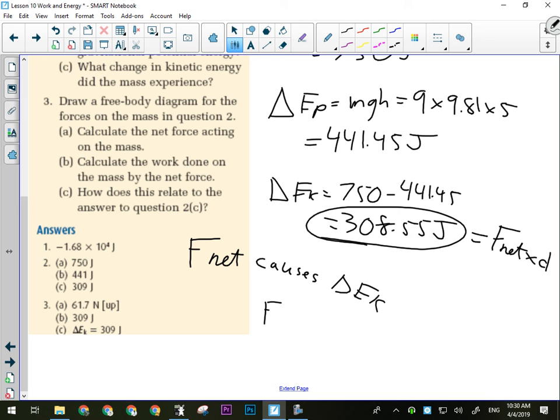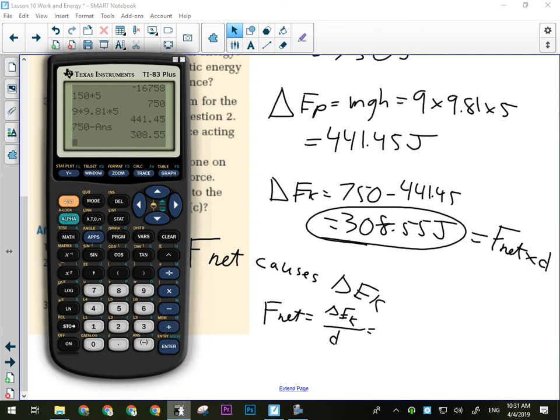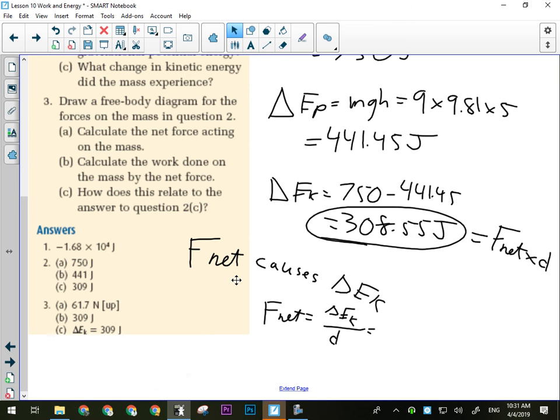All right, so I'll have F net by taking the change in kinetic energy and dividing it by the distance. So we'll take that 308 and we'll divide it by 5 meters. There's our net force, 61 newtons, or 61.7 newtons.